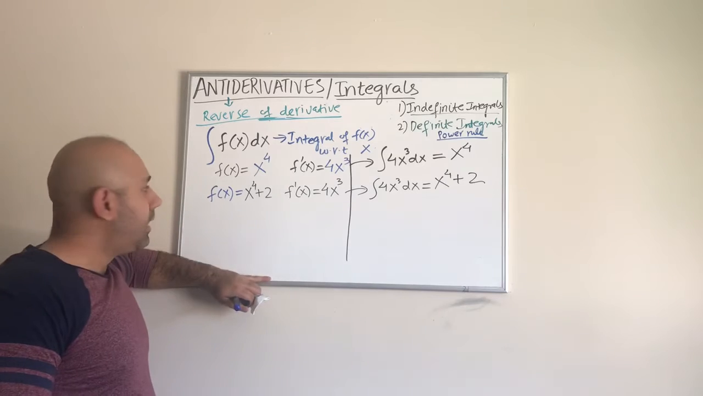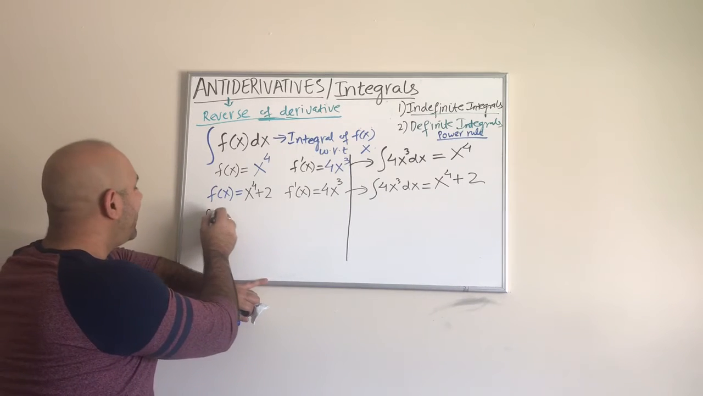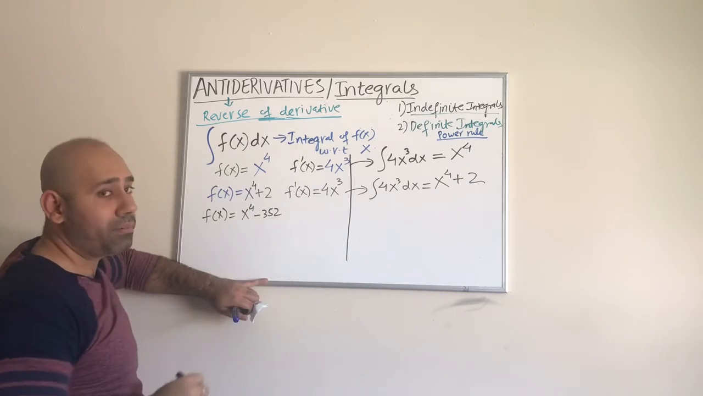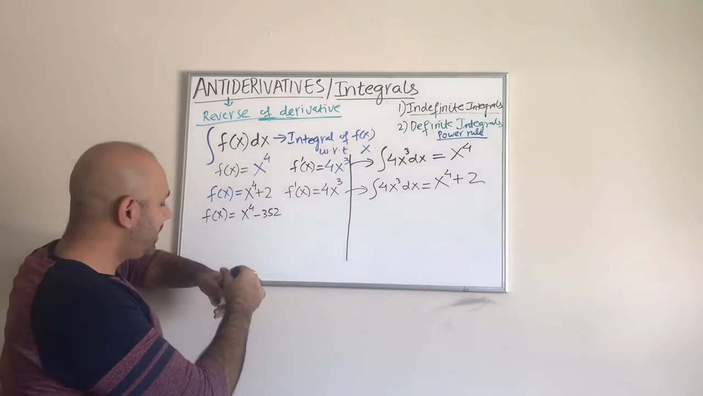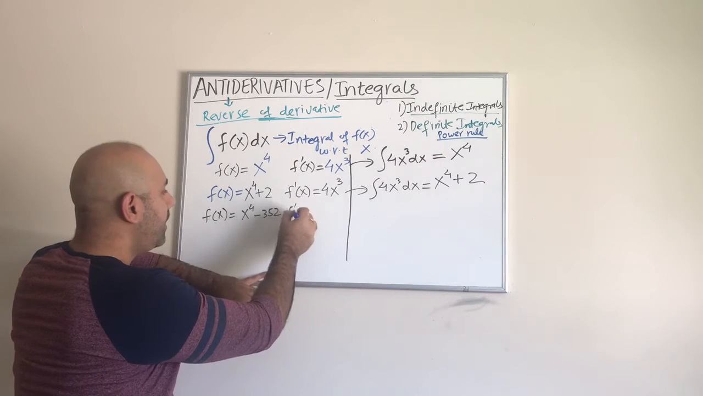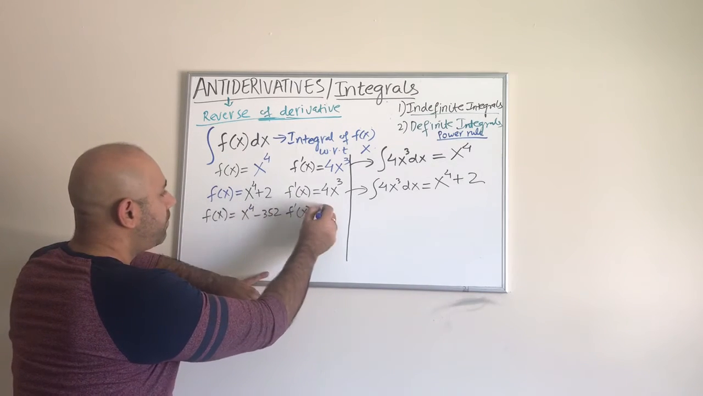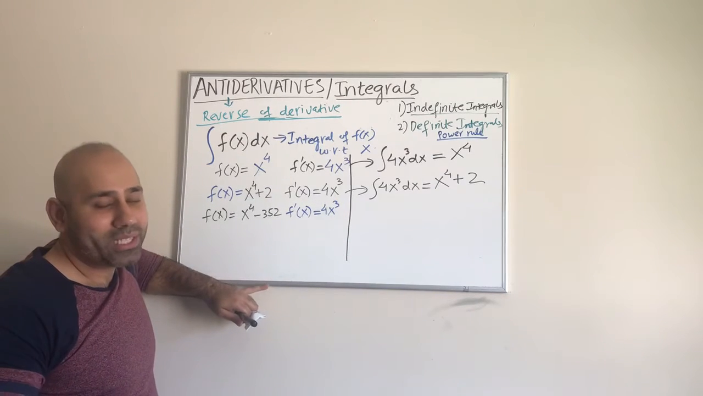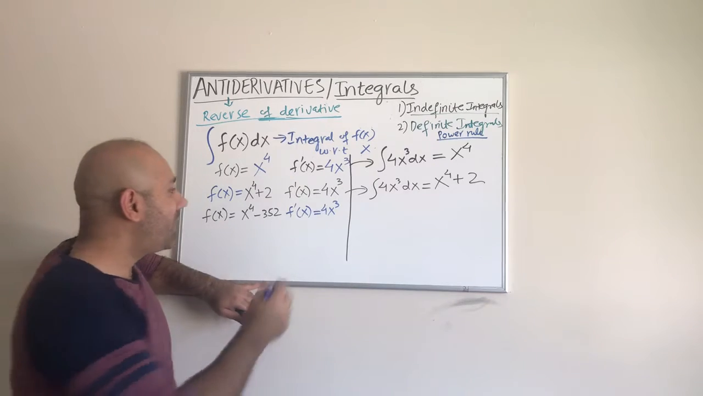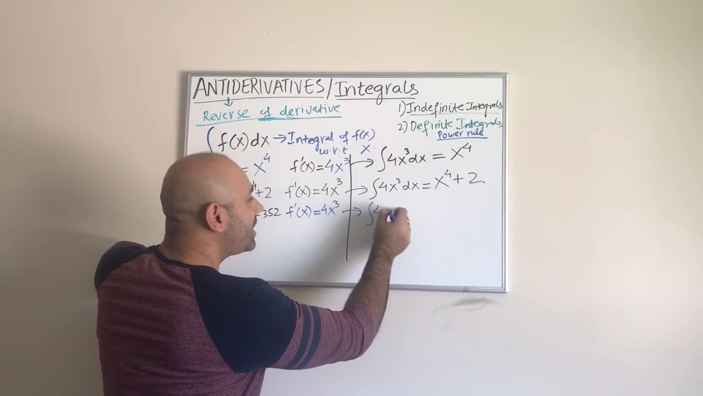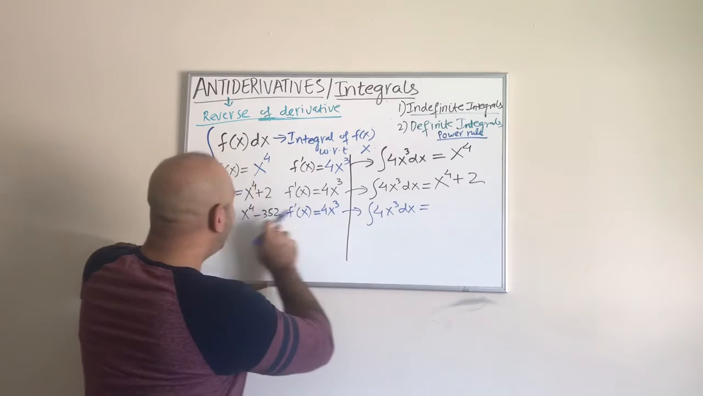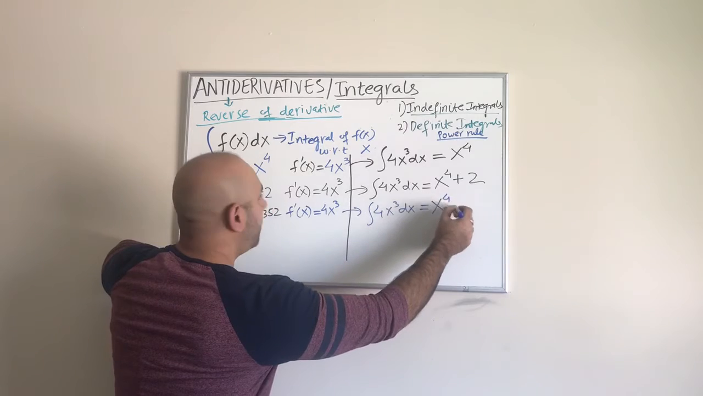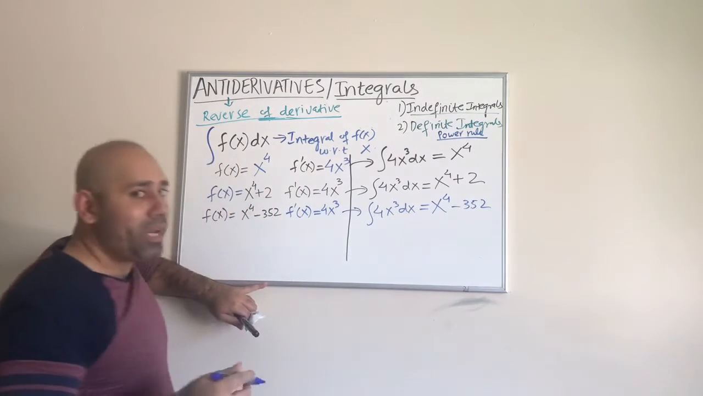Right? Let us write a few more examples. So let us say I change this to x to the 4 minus 352. I'm just coming up with some numbers. Guys, what is the derivative of this function? The derivative of this function would still be 4x cubed. And when I take the derivative of that constant, whether it be minus or plus, it's not going to matter. It's still going to be 0. So what does that mean? That means the integral of 4x cubed from this example right here is x to the power 4 minus 352.